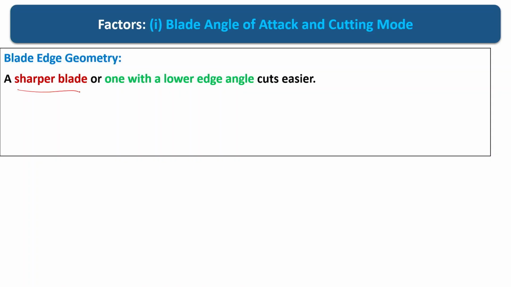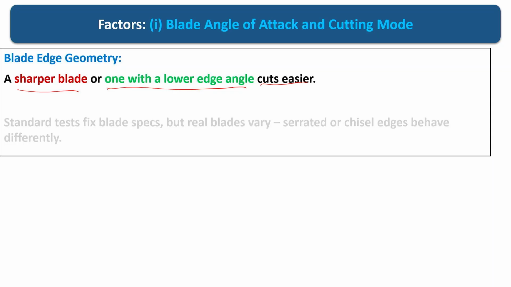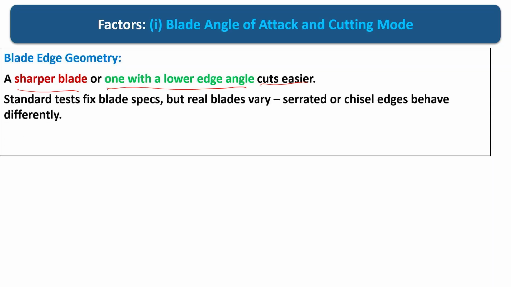The sharper blade, or one with a lower edge angle, cuts easier. So a sharper blade will definitely cut easier, which we have already discussed, due to the lower contact area. Standard tests fix the blade specs. So the blade specification is fixed there, but a real blade may vary. That is what we have already mentioned. A real knife may be entirely different from the standard knife or blade we use during the cut test.